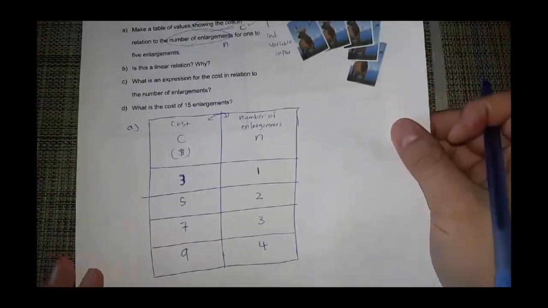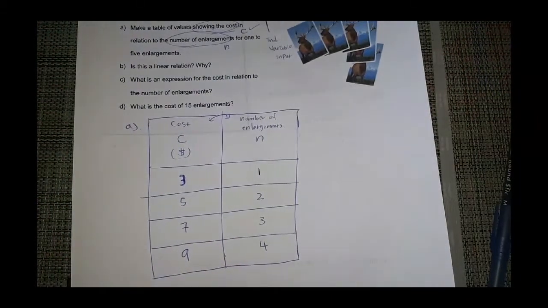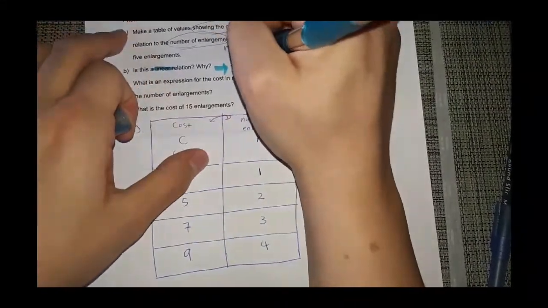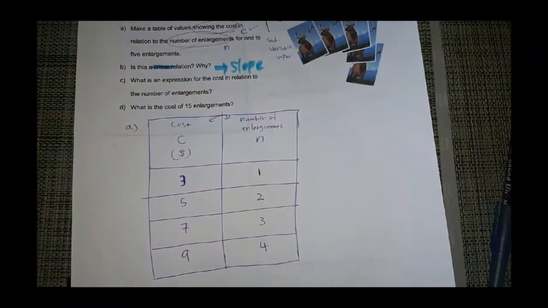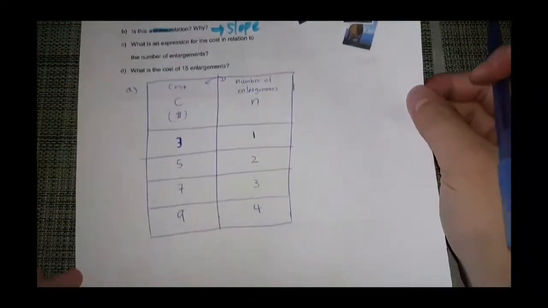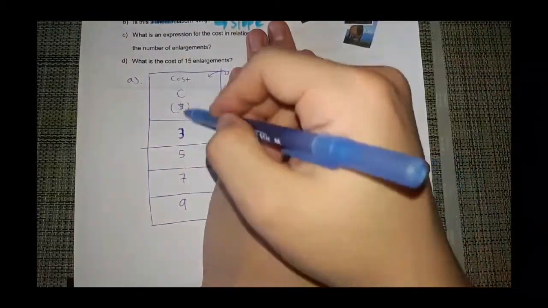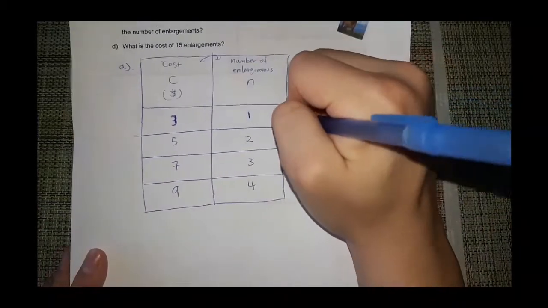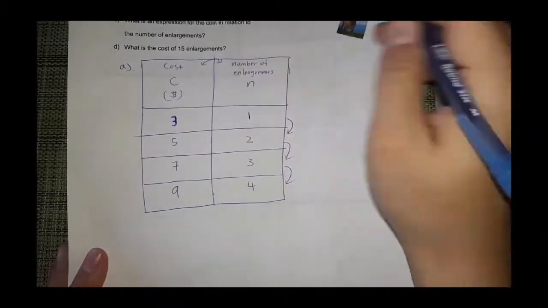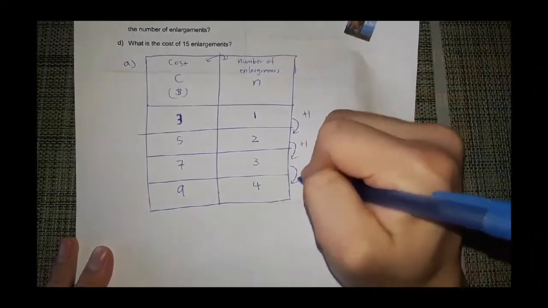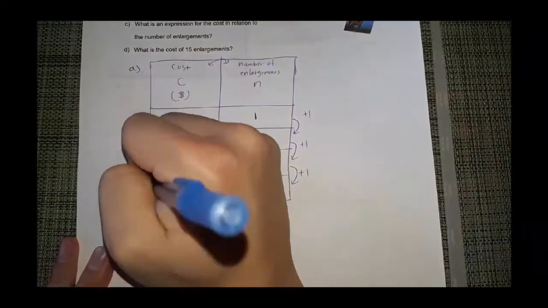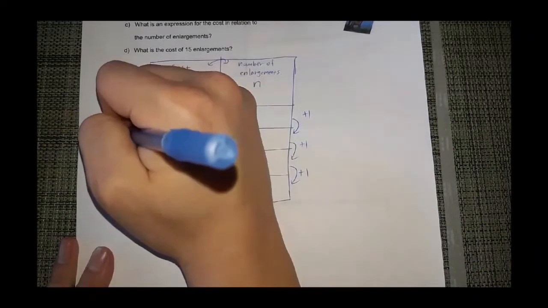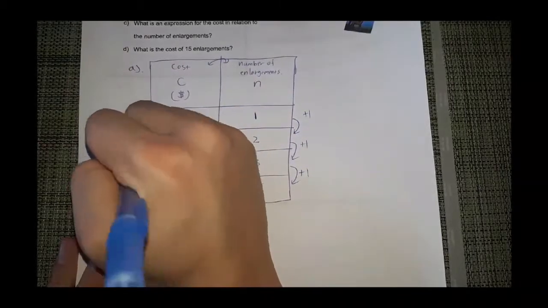Now using this, we have to explain if this relationship is linear and why, and the way that we can find this, we can explain everything using the slope. Remember, for slope, you need to compare the consecutive values for each column in that situation. For the number of enlargements, as you may notice, it is added by 1 for each situation, but when it comes to cost, 3 to 5, 5 to 7, 7 to 9, we know that it's an additional $2.